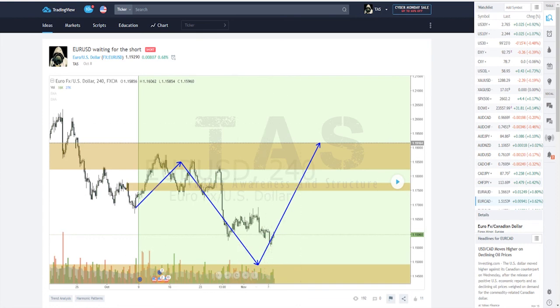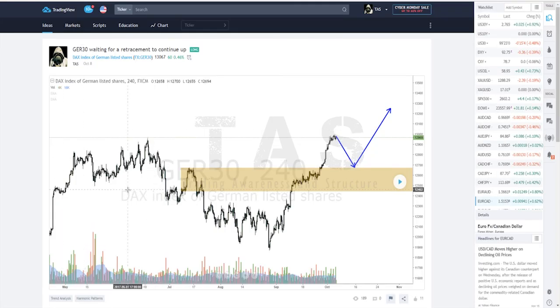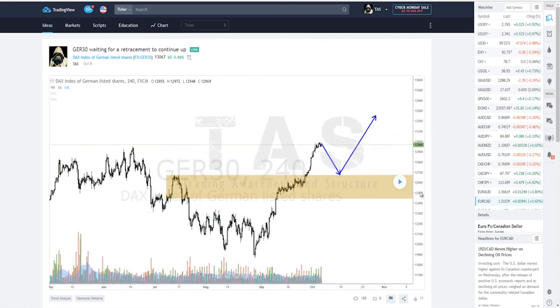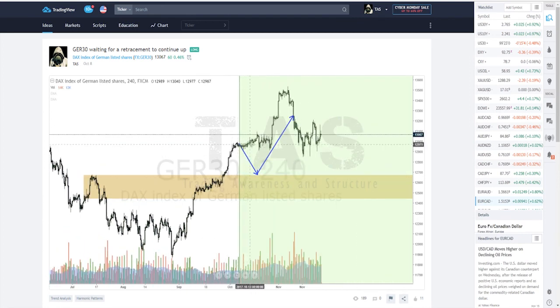Let's see another one. This was on the DAX index. Well, I was expecting to come back down, and it didn't. Went sideways and went up, and then it went back down. I didn't trade this. I don't trade, but either way, just to show that I was waiting for a down move and then a move up.